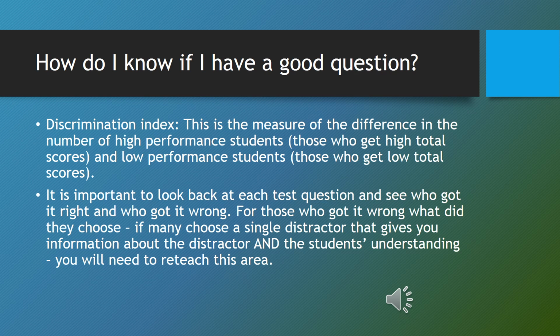If you have eliminated the questions that everyone got right and everyone got wrong, now you can start to calculate your discrimination index. This is the measure of the difference in the number of high-performing students, the kids who got high scores, and low-performing students. Because ideally, you want to look back at your test and you want to be able to see the questions that the struggling students got wrong and the questions that the high ability or the high achieving students got wrong. They may be two different sets, and they will give you more information about your questions and inform your teaching. So the next slide, we'll look at how to calculate the discrimination index.